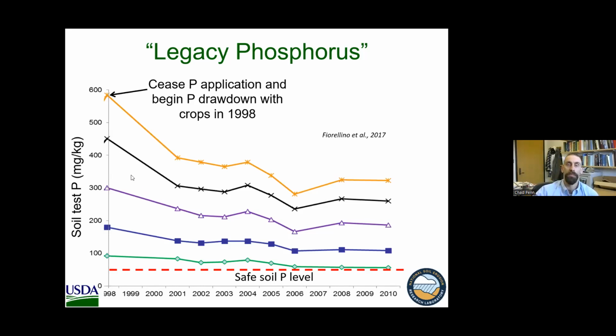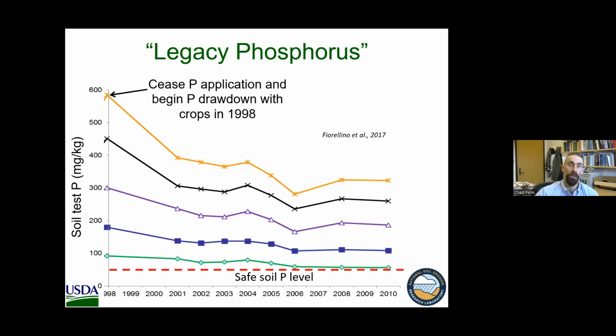This is some data from over on the eastern shore of Maryland, where they built up soils purposely all the way up to about 600 milligrams per kilogram of Mehlich-3. At that point, they ceased all application and then drew down the soil with a corn, wheat, beans rotation for several years. And ultimately what they found was that if the soils were initially at around 200 to 300 milligrams per kilogram, then it would take 20 to 30 years of drawdown to bring them back down to agronomic optimum levels.